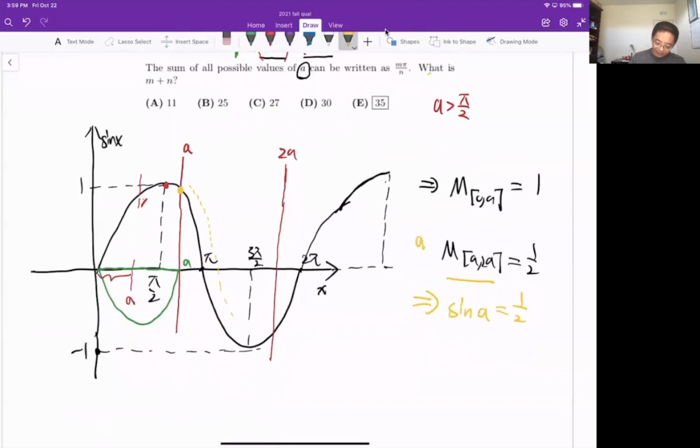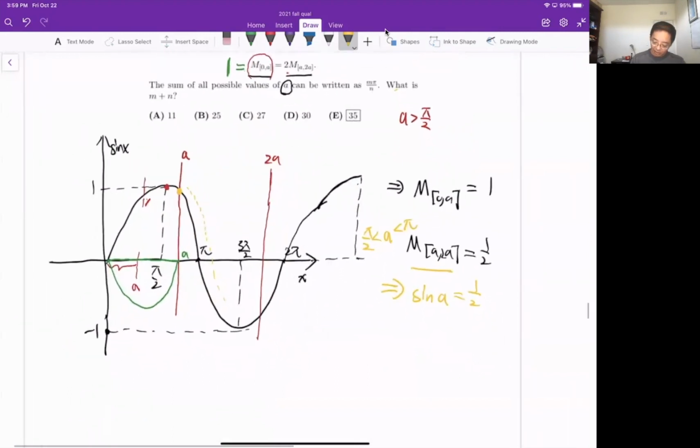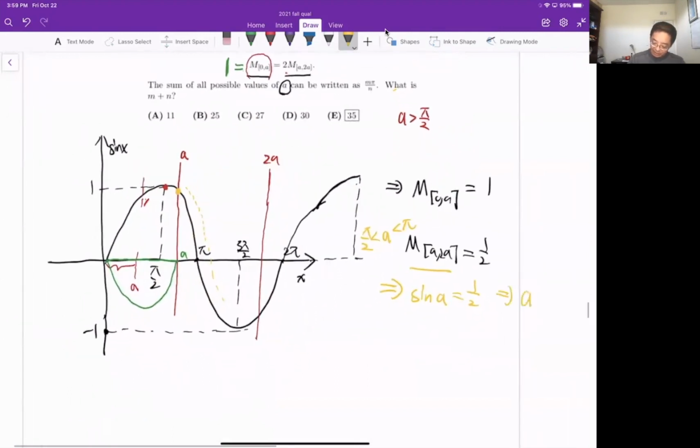So if A itself is before pi, so A is less than pi but bigger than pi over 2, the sine A has to be equal to 1/2. And this tells us that A equals 5 pi over 6. So the first possible value of A is 5 pi over 6.